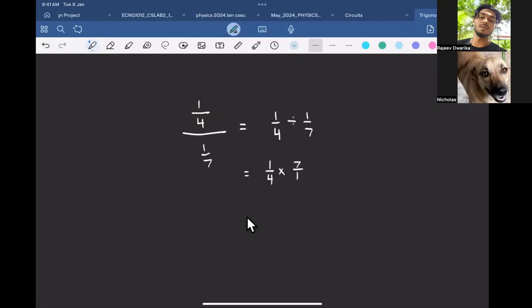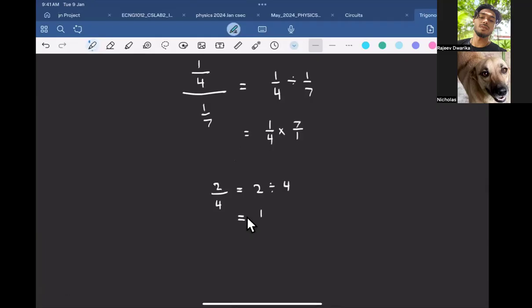Let me give you an example. If I had 2 over 4, doesn't that mean 2 divided by 4? So would I flip the 2 and say a half multiplied by 4? That'll be 4 over 2. Is 4 over 2 the same thing as 2 over 4? No, 2 over 4 is a half. A half is not equal to 2.